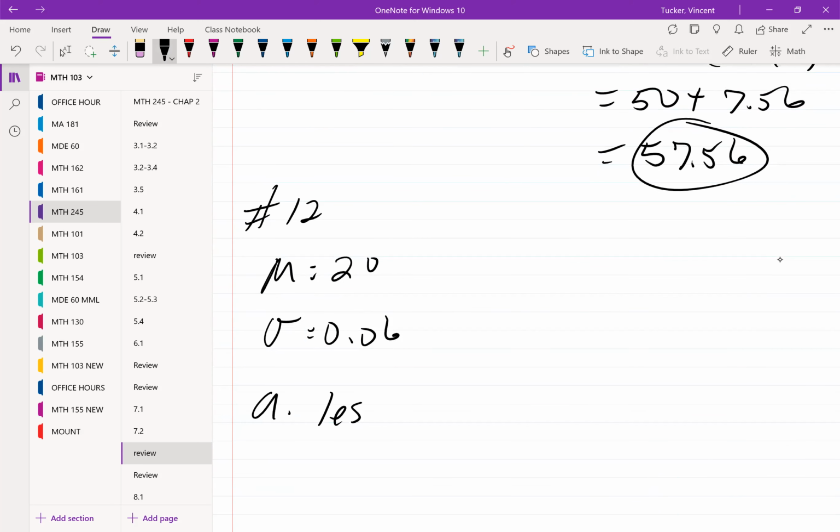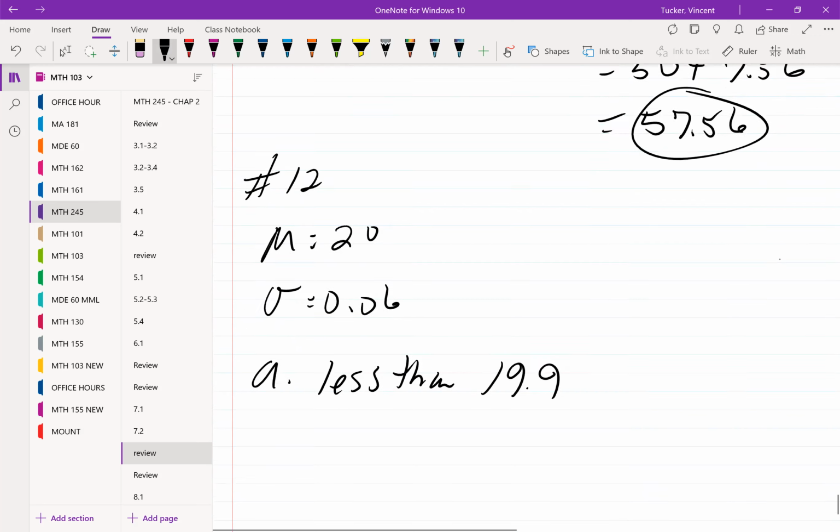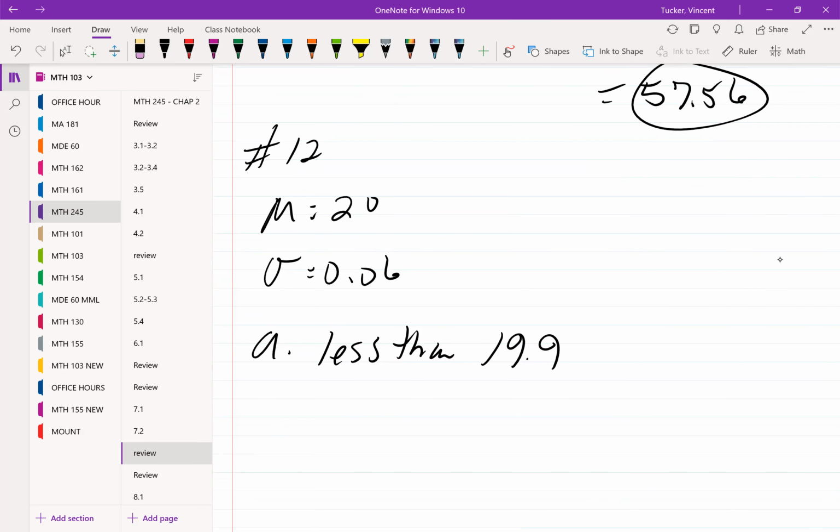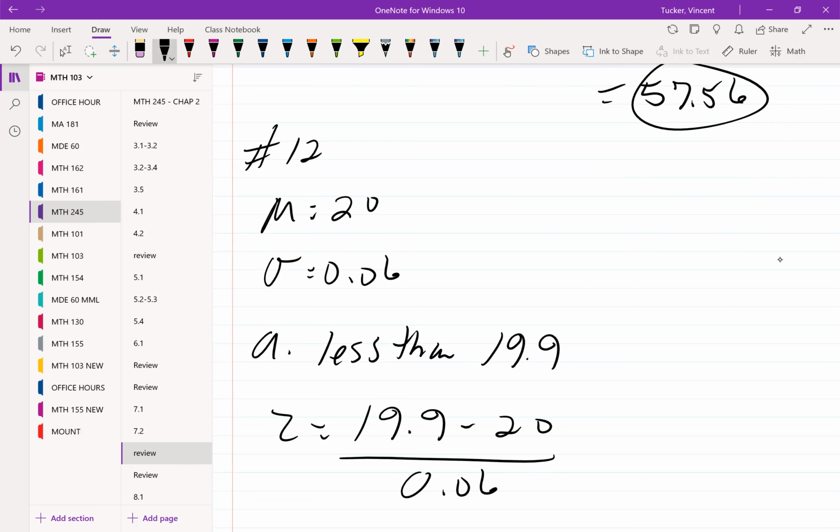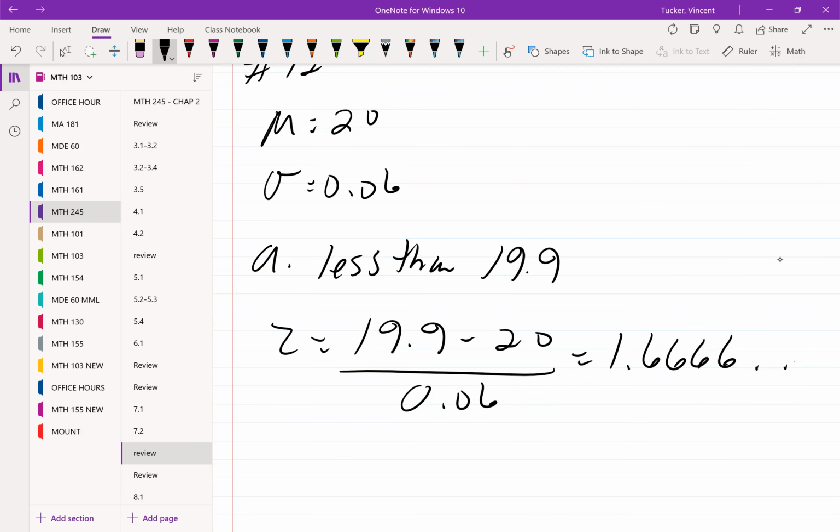So for A, we're looking at less than 19.9. Right, so the Z score is going to be 19.9 minus 20 divided by 0.06. And I saw your work in the email, so I know you know this process, but I'm just walking through it in case anybody else were to view it, or you may want to share it. I see negative 1.66 all the way repeated. So when you round this, it's going to be negative 1.67, not negative 1.66. I think in your email, when you go back, you may have done 1.66.